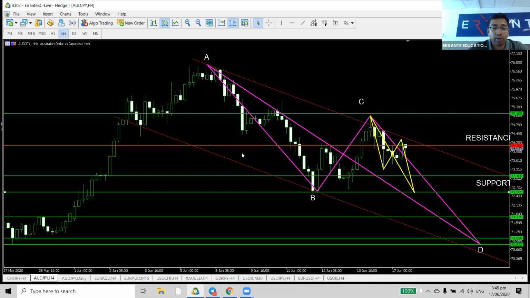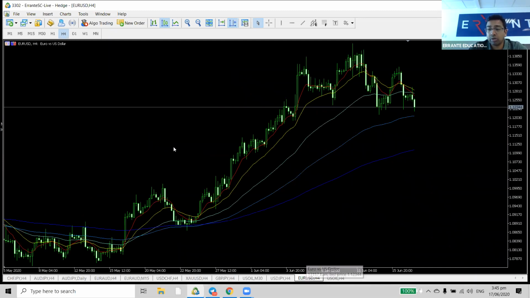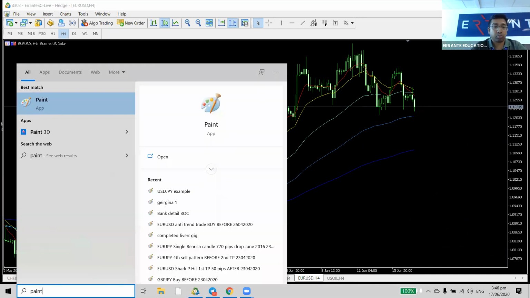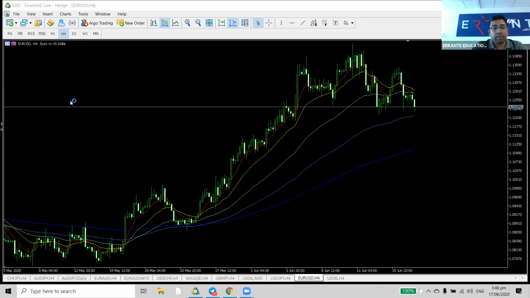So I'll demonstrate the use of the psychological numbers and what it is based on Euro USD. It's the easiest one to do, so that I can use it as an example. It is on a live market now as well. So let us just use Paint, so it makes it easier.